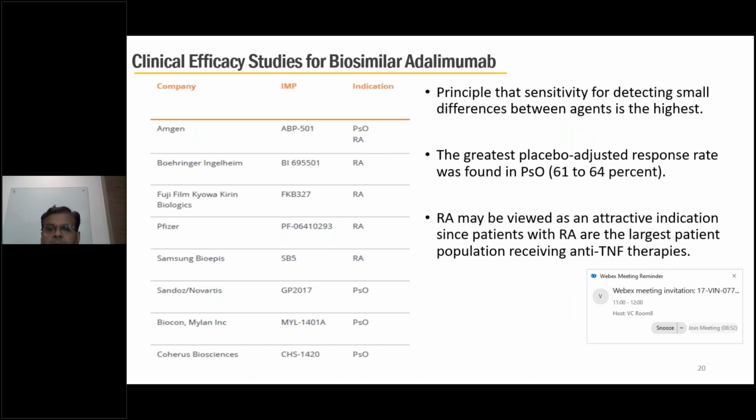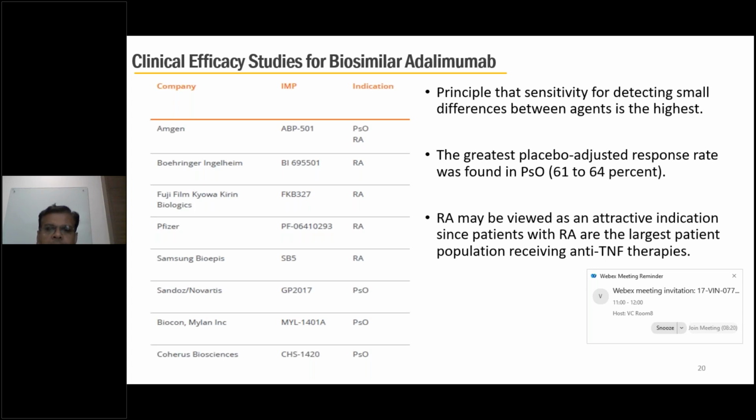Coming to this efficacy study of adalimumab, the basic thing was to check the sensitivity of detecting the small difference. So if you are able to choose the disease indication, what do we need to have? Say Amgen is doing a study in rheumatoid arthritis as well as plaque psoriasis, like PSO. However, Boehringer Ingelheim is only targeting rheumatoid arthritis.